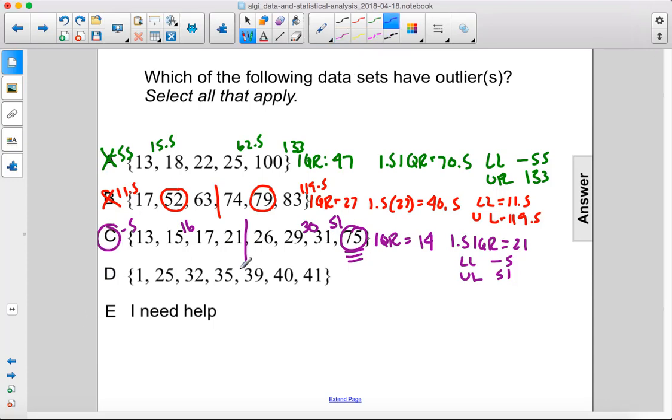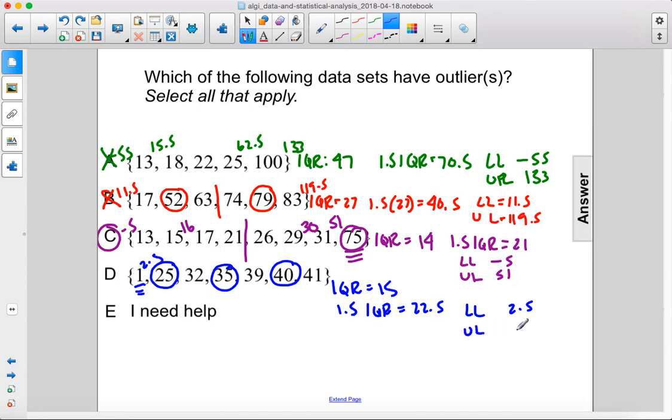And then finally we have D. So if we choose 35 as our median, the lower quartile is 25, the upper quartile is 40, giving us an IQR of 40 minus 25, which is 15. 1.5 times IQR equals 22.5, giving us a lower limit of 2.5. So this 1 is an outlier, and an upper limit of 62.5. So we just have the 1 outlier there.